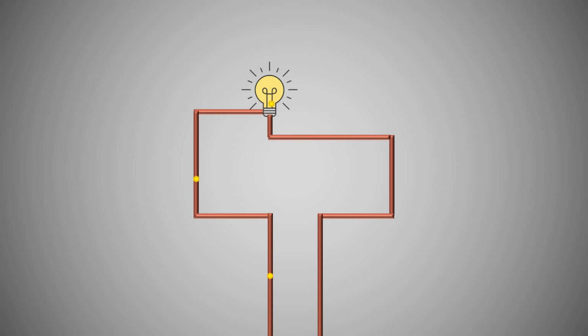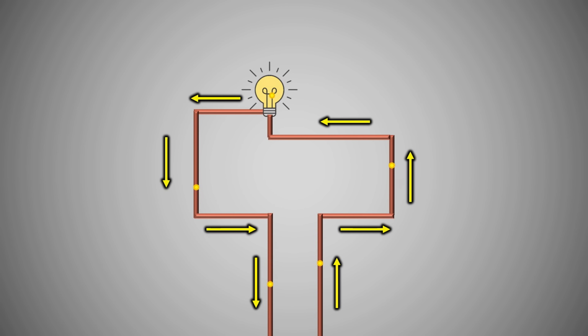Another interesting fact. We commonly say that the flow of electrons is current, but in an actual wire, current flows in the opposite direction of electron flow. Have you ever wondered why?